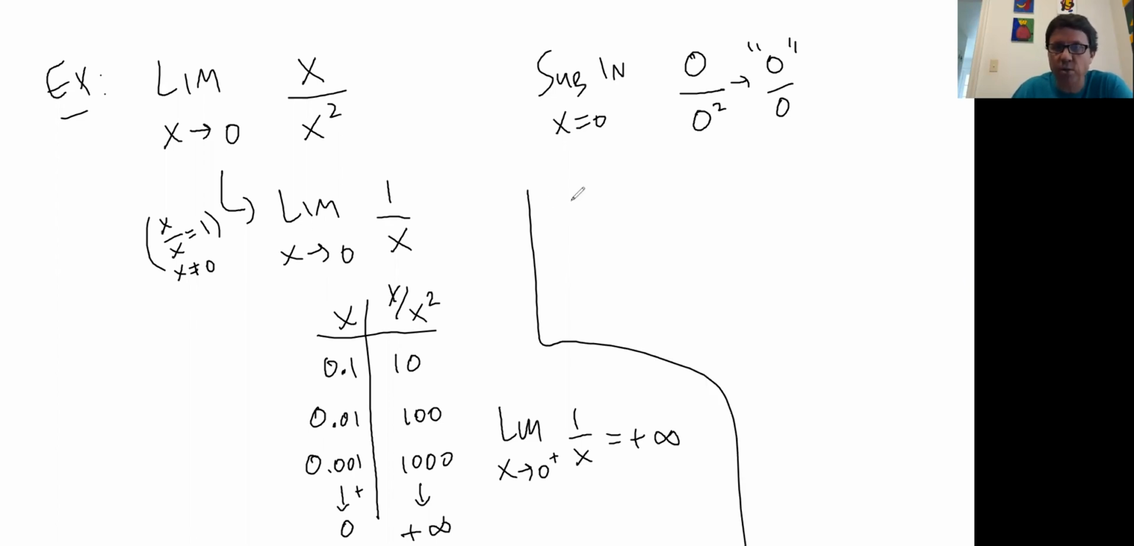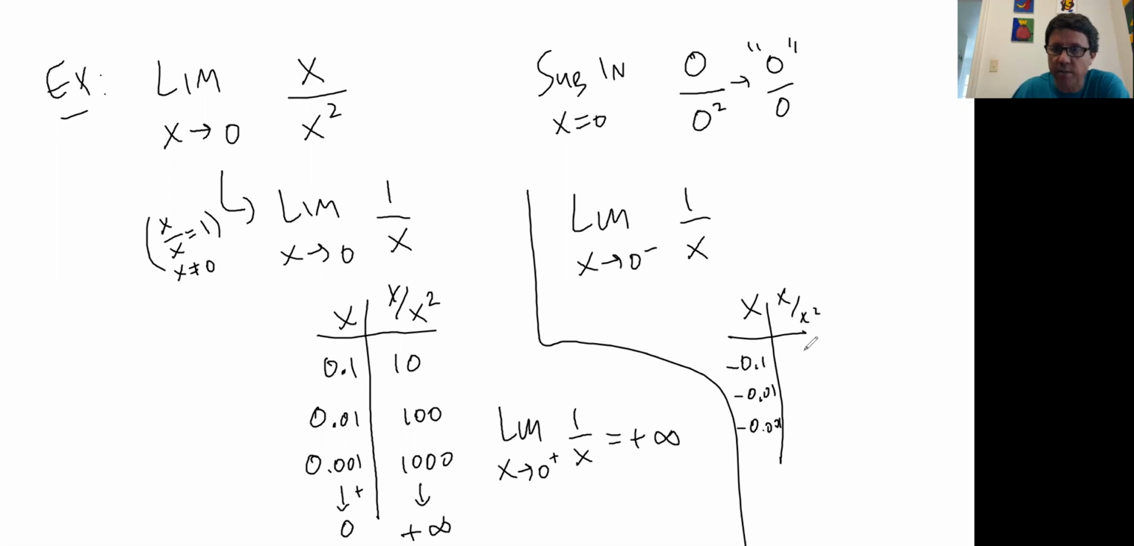How about if we take the limit as x goes to 0 from the negative side? Well, if we do it from the negative side, in this table all of the x's will now be negative. Here, negative 1/10, negative 1/100, negative 1/1,000. Take x over x squared, you'll get negative 10, negative 100, negative 1,000. These numbers are going to 0 from the left side. Where are the resulting values going? These are going to negative infinity. So I'll get negative infinity.